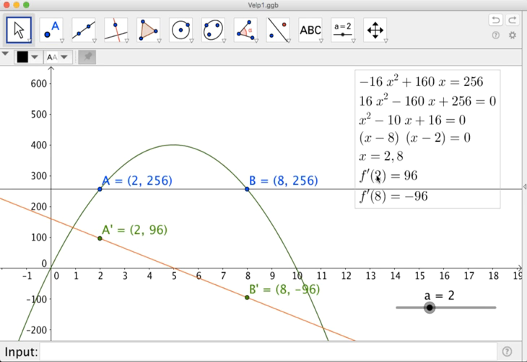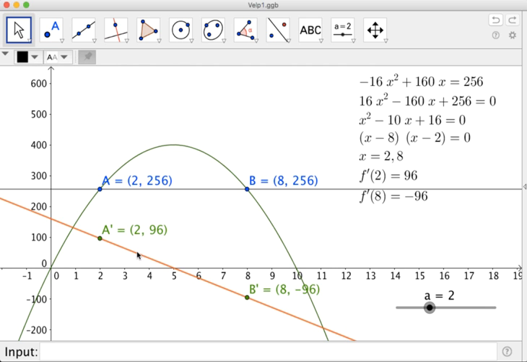And then we take those values, 2 and 8, and plug them into our derivative equation, which gives us the velocity. Again, negative 32x plus 160. When we plug in 2, we end up with a velocity of 96. And when we plug in 8, we end up with negative 96, which makes sense, since the slopes would be the same magnitude but in the opposite direction. Because at point A, the rock was still headed up, which gave it a positive velocity, and at B, the rock was headed down, which gave it a negative velocity.